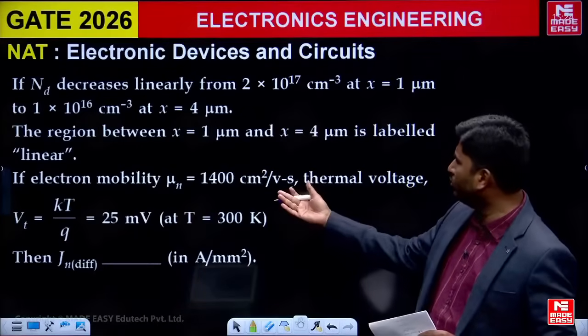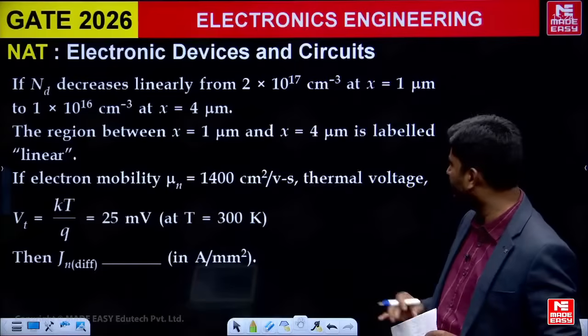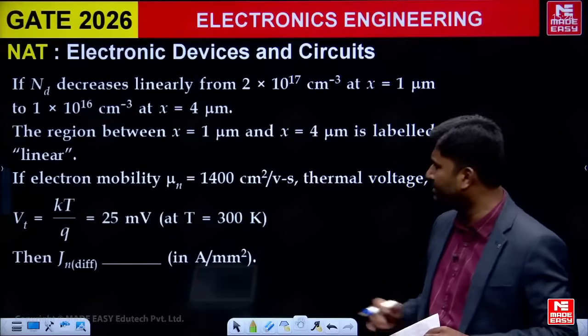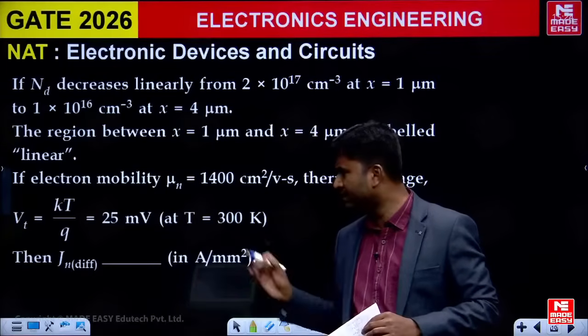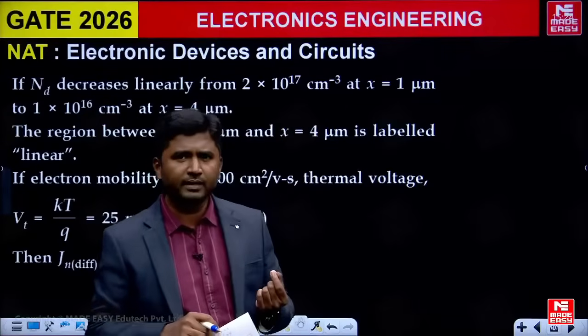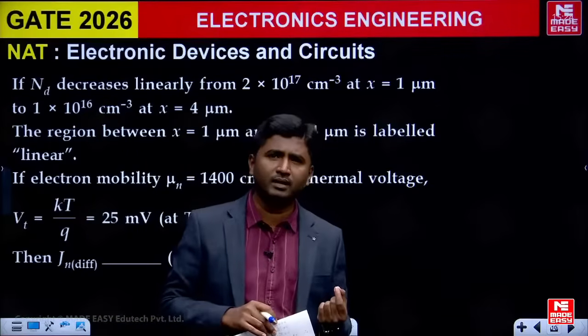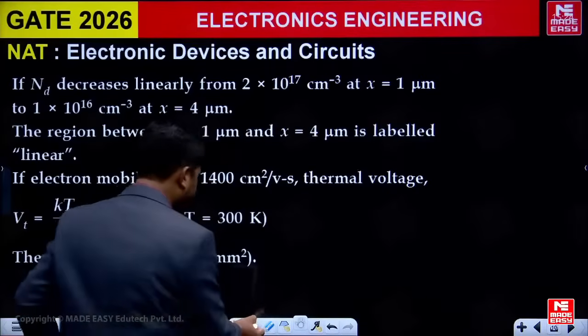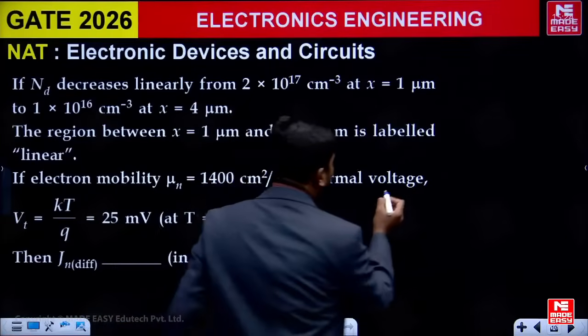And some more data is given. Mobility given in the question was 1400 centimeter square per volt second and thermal voltage 25 millivolt at 300 Kelvin. So we will first find the diffusion constant. Whenever we calculate diffusion current density, we should know the diffusion constant. So first I will write here diffusion constant.